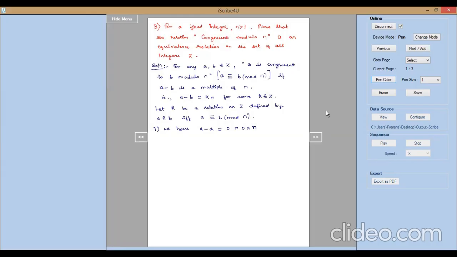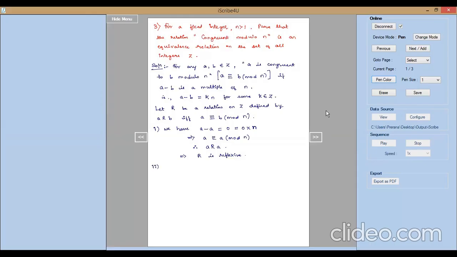Right? Now this implies for us, A is congruent to A mod n. Therefore, I can say A is related to A, which implies R is reflexive. R is reflexive. This was the first property we have to prove.